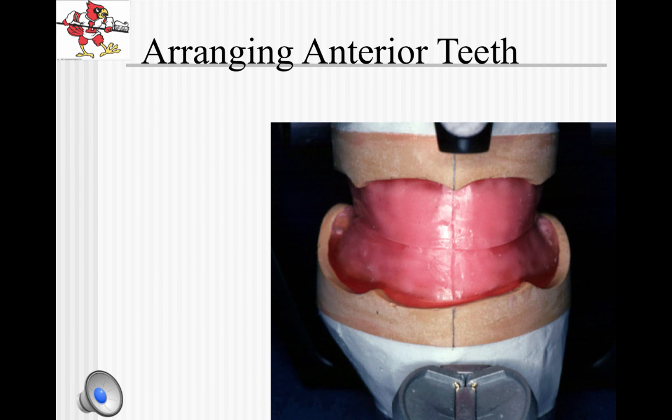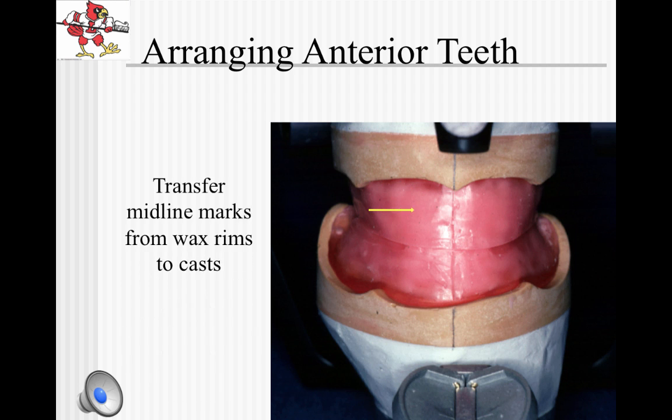If you adjusted the labial of your rims, transfer the midline mark to the maxillary rim. Then extend it onto the lower rim as shown in the slide. It's also a good idea to extend those marks onto the cast, as the wax may get destroyed during tooth setting.